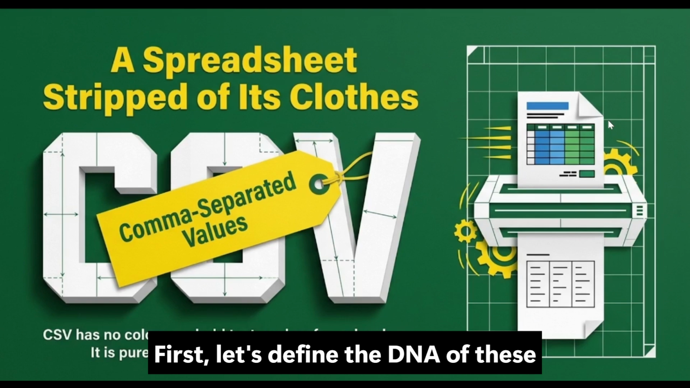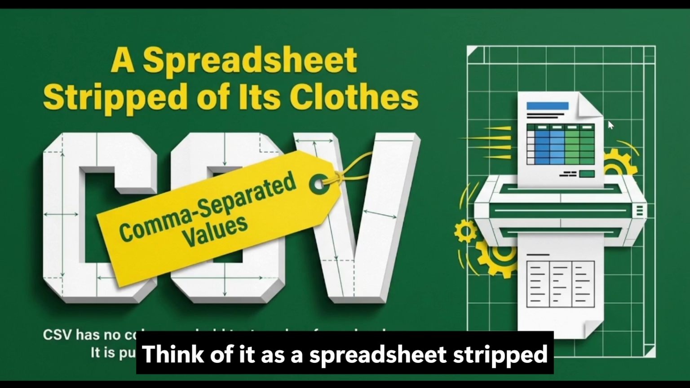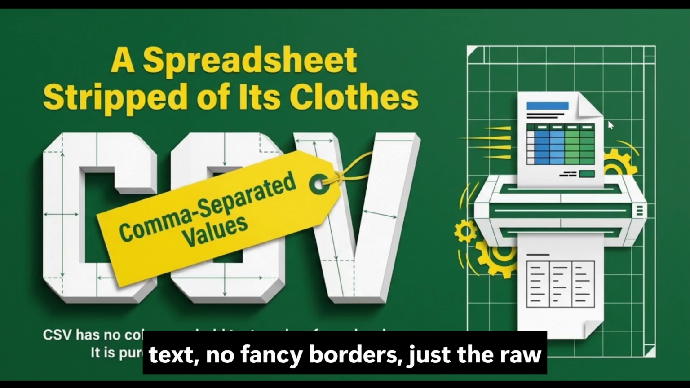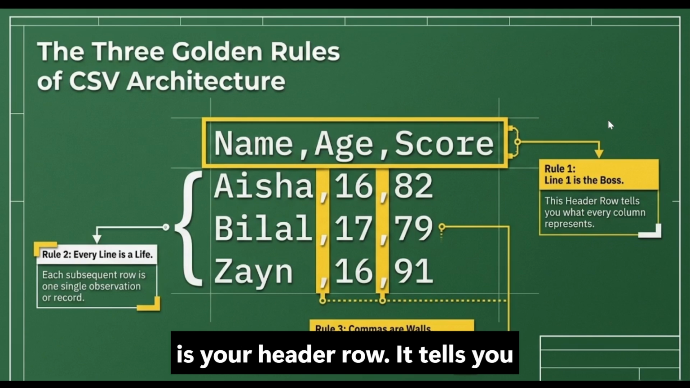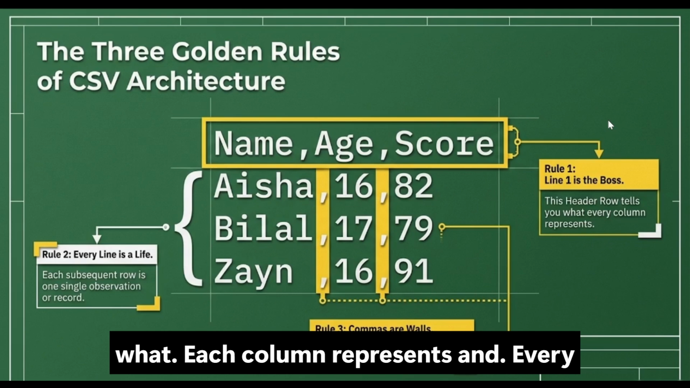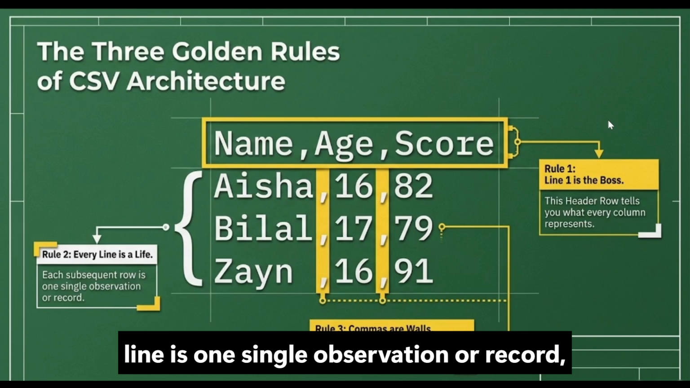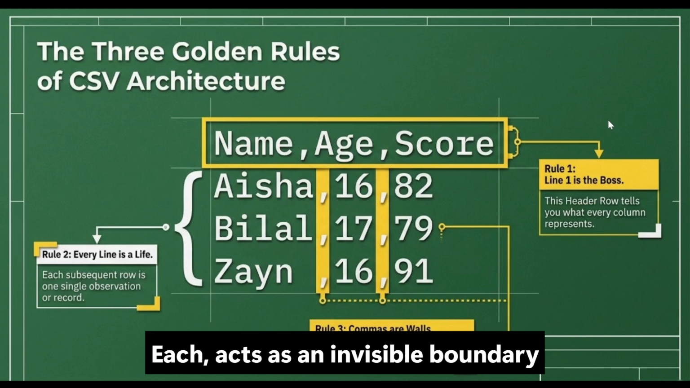First, let's define the DNA of these files. CSV stands for comma separated values. Think of it as a spreadsheet stripped of its clothes. No colors, no bold text, no fancy borders, just the raw data. Line 1 is the boss. This is your header row. It tells you what each column represents. And every line is like a life. Every subsequent line is one single observation or record. And the commas here are the walls. Each comma acts as an invisible boundary between columns.